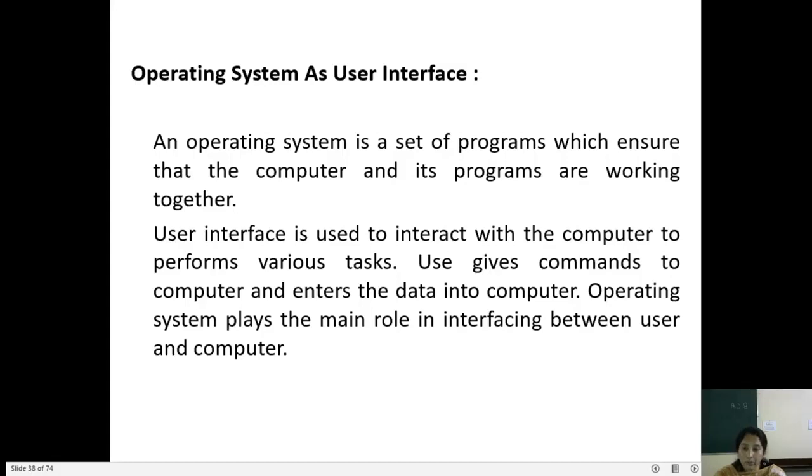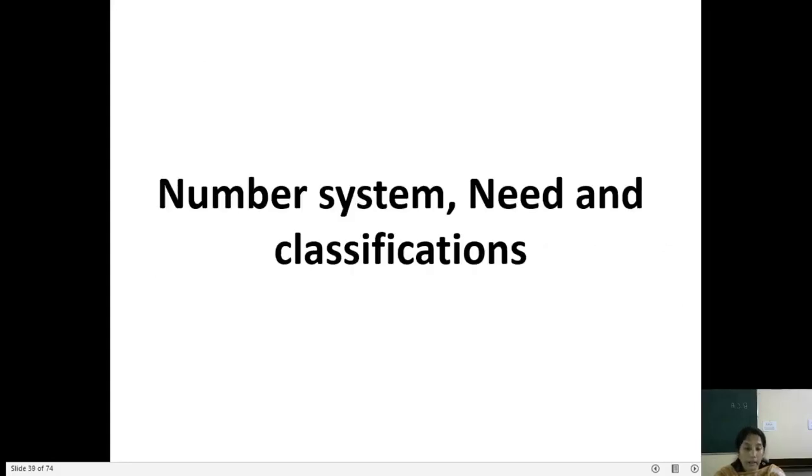And there are different types of operating system like single user single task, multi-user multitask, and single user multitask. When you come to single user single task, DOS is the best example. When you come to single user multitask, Windows is the best example. When you come to multi-user multitask, Unix is one of the best examples. And with this concept we are coming to the end, where there is the number system and the need and classification of the number system.